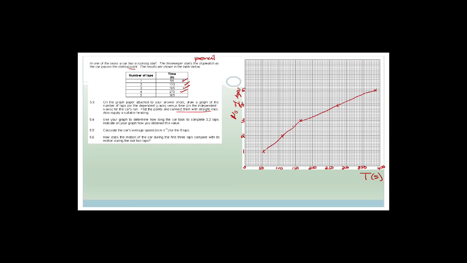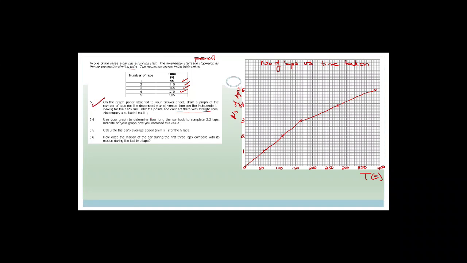So feel free to use your ruler when you are drawing these, especially if they ask you to draw a straight line, but otherwise you should not use a ruler and you should draw it freehand to get a best fit. Adding a suitable heading is very easy. It is number of laps versus the time taken. There you go. That's how easy this is.